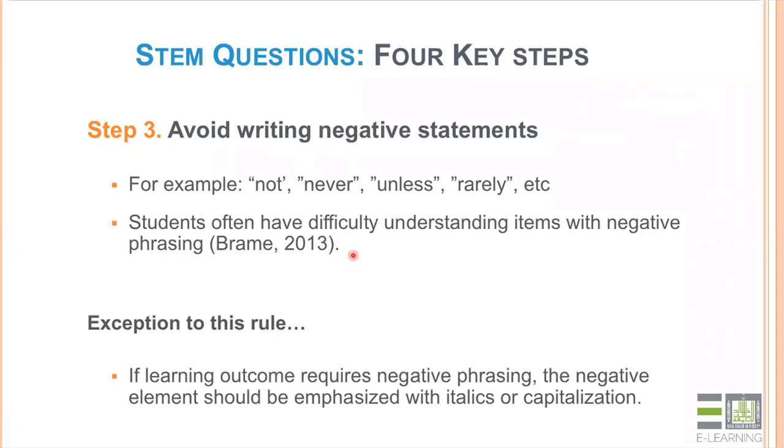The next important thing to remember is that the negative word should be placed in the STEM question only and not in your list of alternatives. So if you have to incorporate a negative statement, include it in the STEM question only. And lastly, any negative statement should be emphasized by using italics or bold typing or capitals or underlining, or all of the above, just so that it stands out from the question and the students are aware that it's a negative statement.